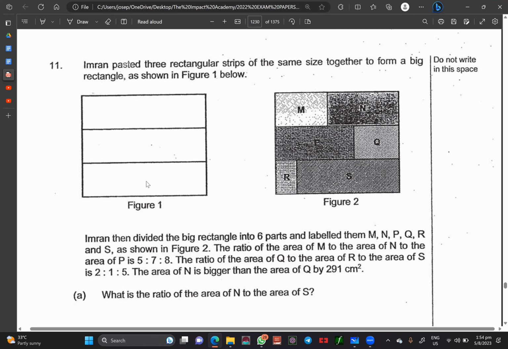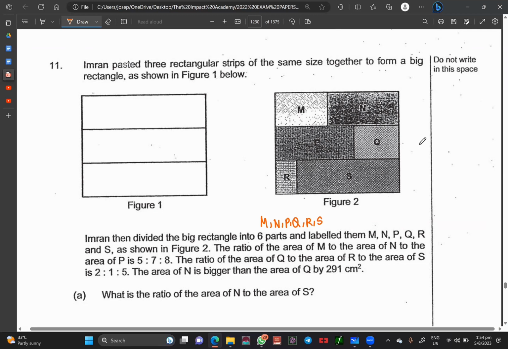So what happens is this, right? He then divided the big rectangle into 6 parts. Okay, what are the 6 parts? The 6 parts, as you can see over here, are M, N, P, Q, R, S. Don't you agree? And it is shown in figure number 2.